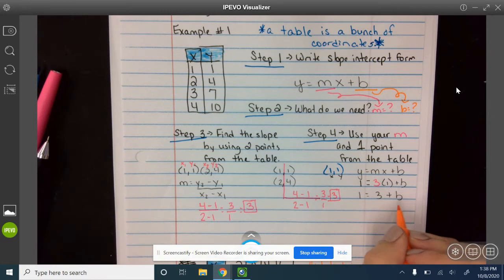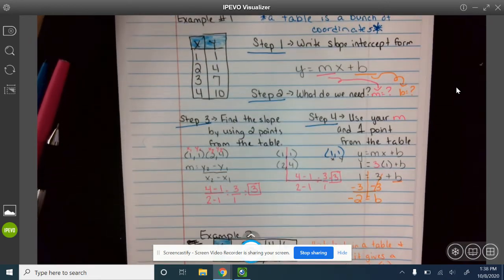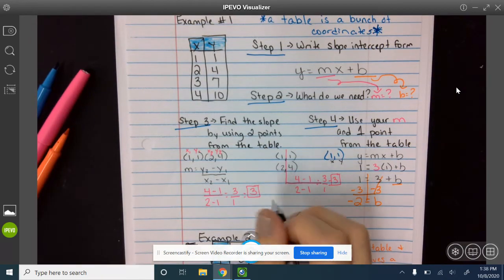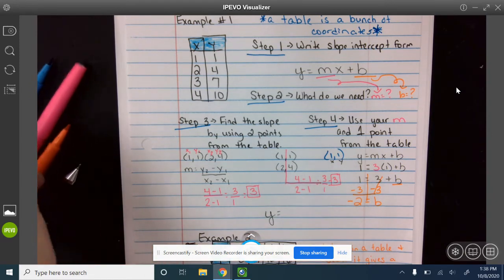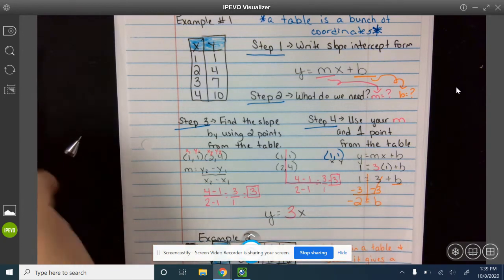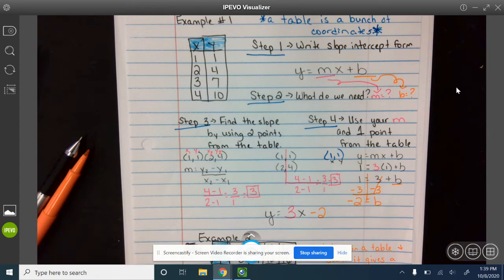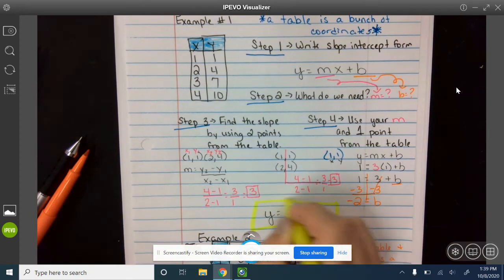So to solve for b, to get b by itself, the opposite of a positive 3 is negative 3. So if we subtract 3 on one side, you subtract 3 on both sides. 1 minus 3 is negative 2. So negative 2 equals b. Your final step is always going to be plug it into your equation. So y equals, my slope is 3, x, and my b is negative 2. So your equation would be y equals 3x minus 2.